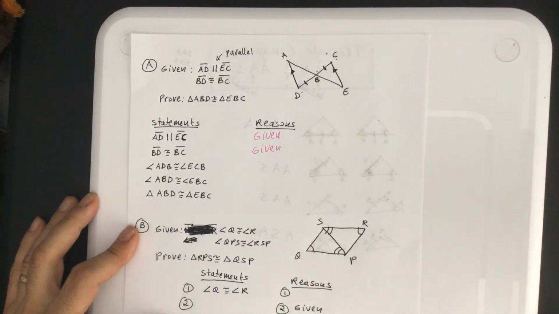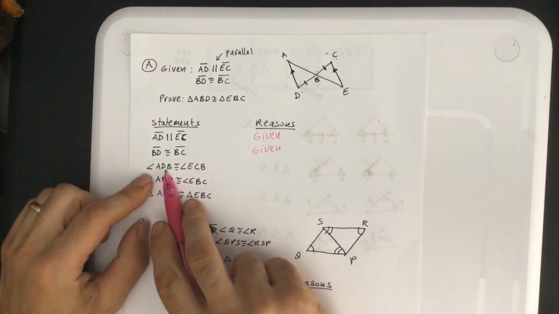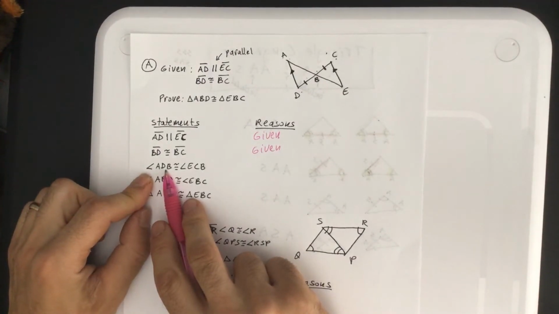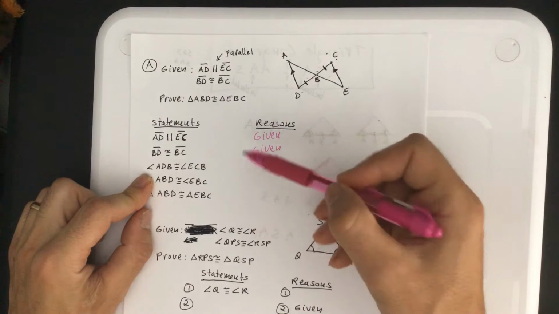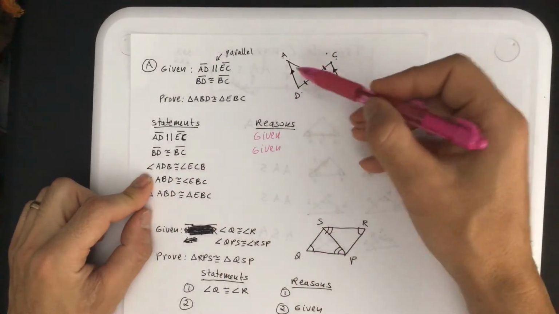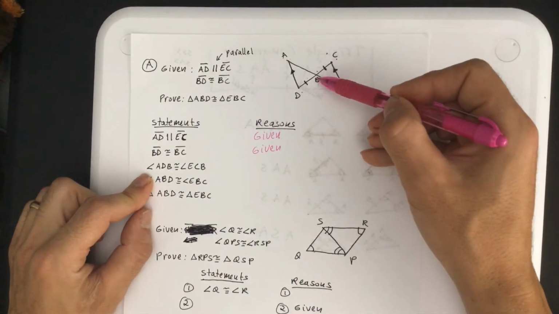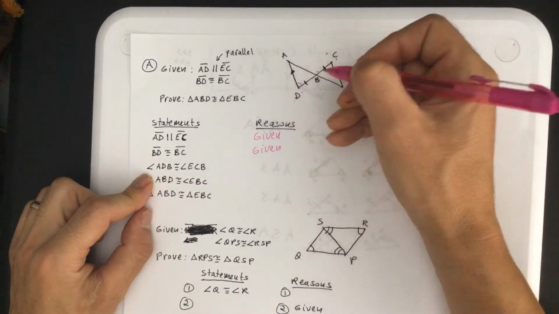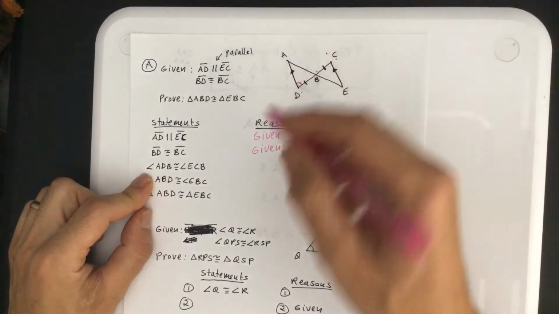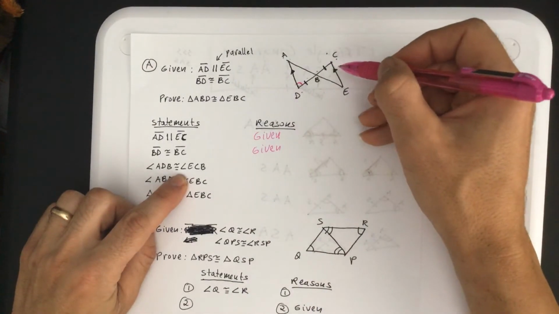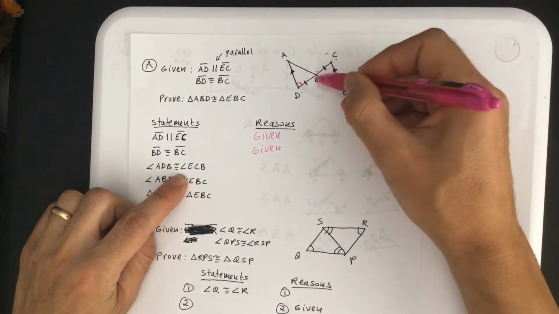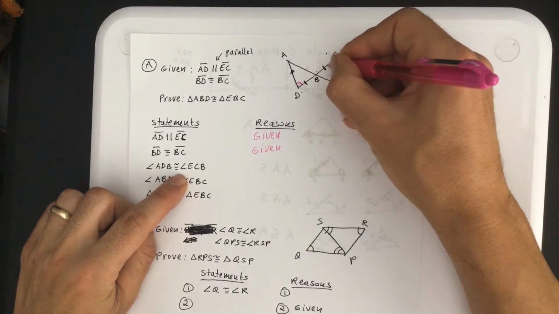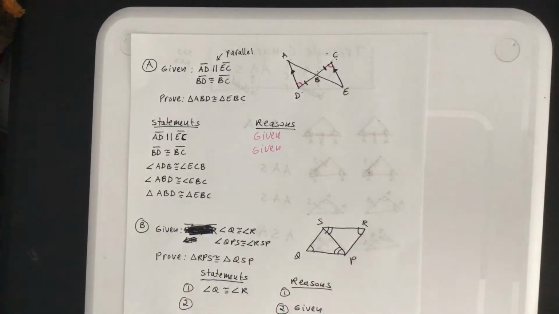Now, we got this one over here. There's no more given information, so now we have to figure out what's going on here. So ADV, they're telling you that this angle, ADV, let's mark it down like that, and angle ECB are congruent to each other. Why are they congruent to each other?